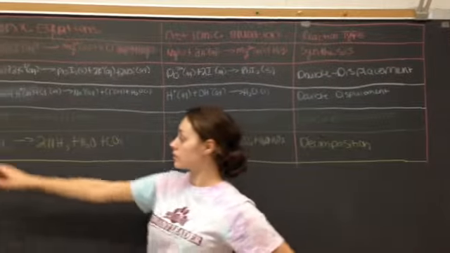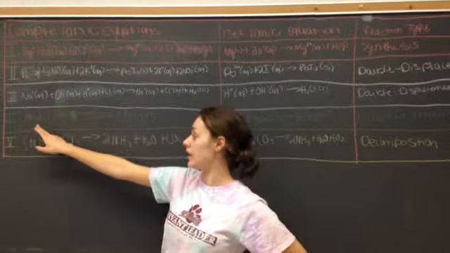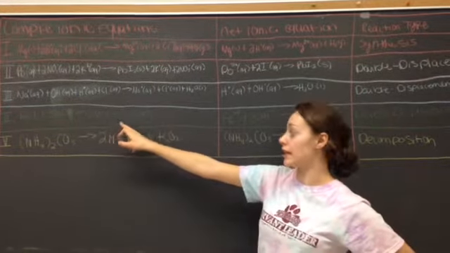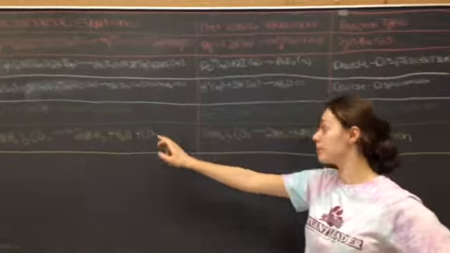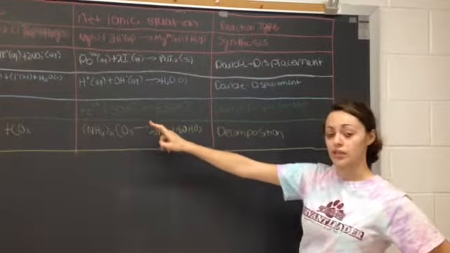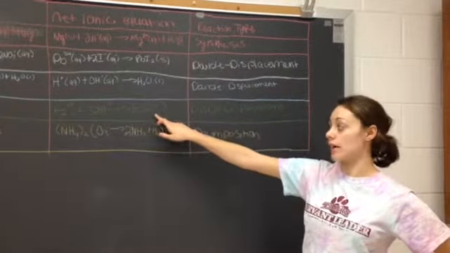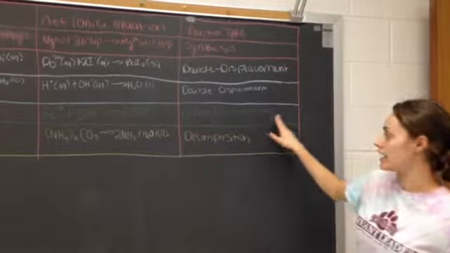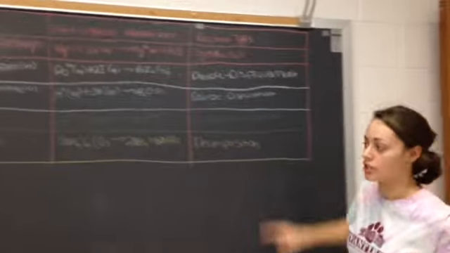For part 4, we have FeCl3 plus 3NaOH reacting to produce 3NaCl plus Fe(OH)3. And this net ionic equation is Fe3+ plus 3OH- reacting to produce Fe(OH)3. And that again was another double displacement reaction.